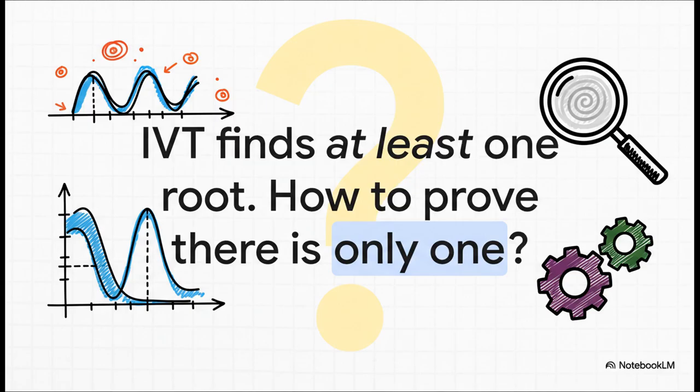But here's a crucial catch. The intermediate value theorem is what we call an existence theorem. It's a guarantee that there's a solution somewhere in that interval. But notice, it only guarantees there's at least one solution. What if the graph wiggles up and down? It could cross 0, 3, or 5, or 100 times.